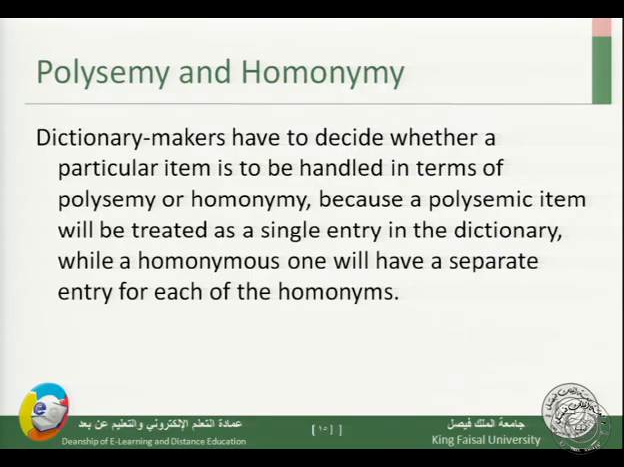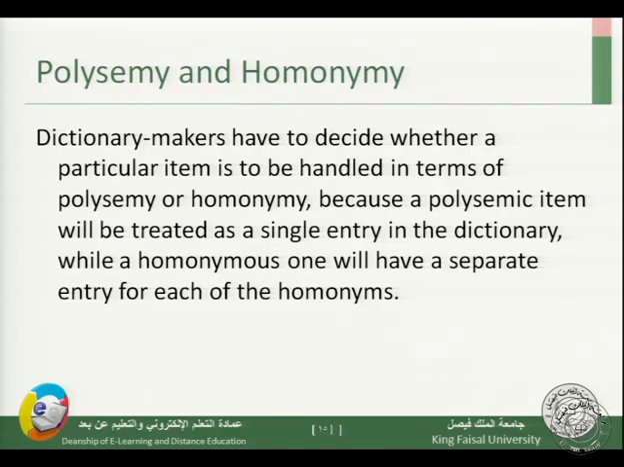Because a polysemic item will be treated as a single entry in the dictionary. So we will have a single entry, and under the entry you will have different closely related meanings in the case of polysemy. But in the case of homonymy, a homonymous word will have a separate entry for each of the homonyms. So they will not be treated as one word like in the case of polysemy. They will have a separate entry for each homonym in the dictionary.